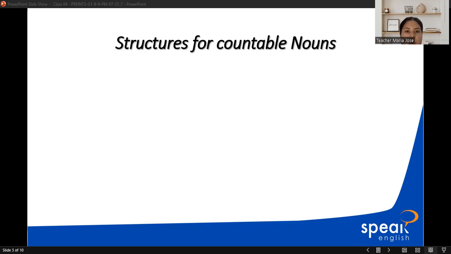Okay, so today we will have the review of the previous structures that we were checking before. So let's begin with the countable noun. What is the structure that we follow for the different sentences? Well, for the questions, let's start with the question. What is the structure for the question?